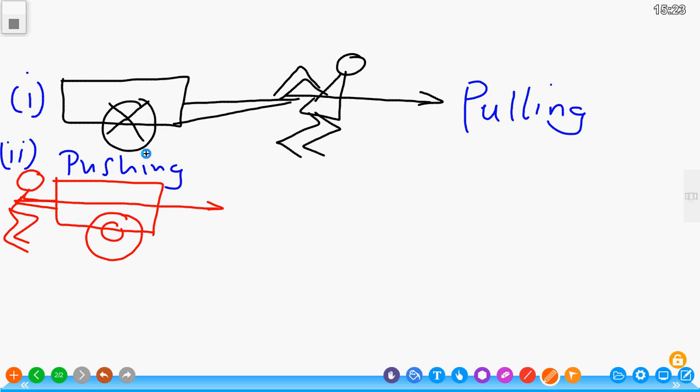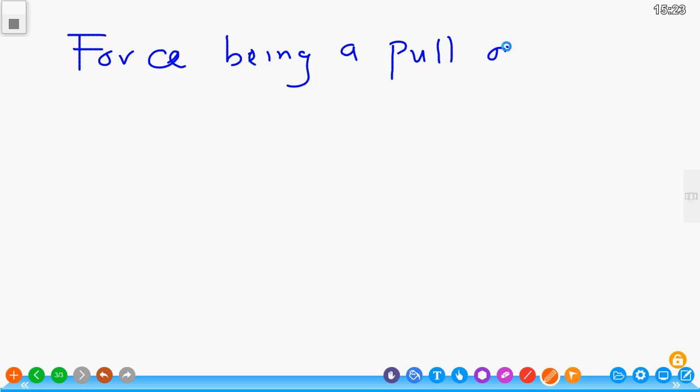If these two people exert enough force, we'll see these carts moving, as we shall explore later on the effect of force. And therefore, we can define force from these two scenarios as force being a pull or a push.